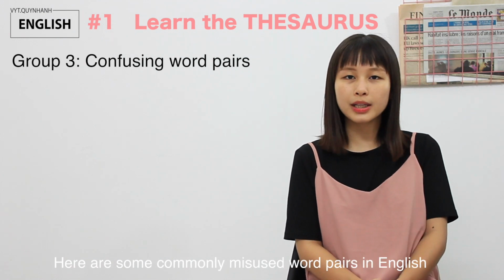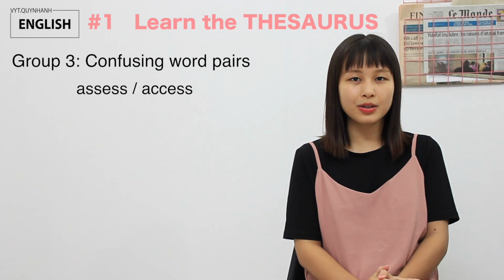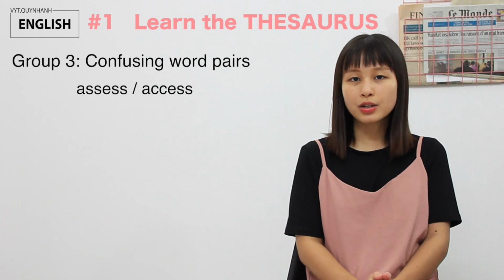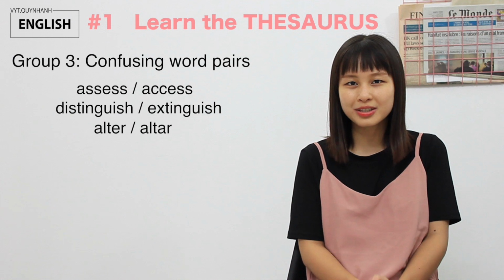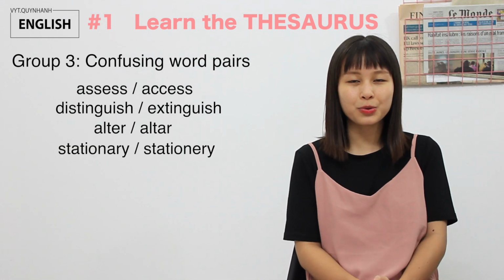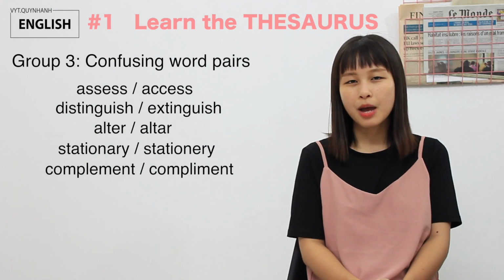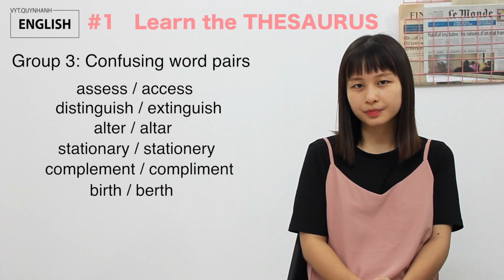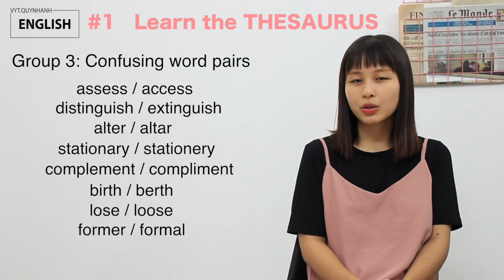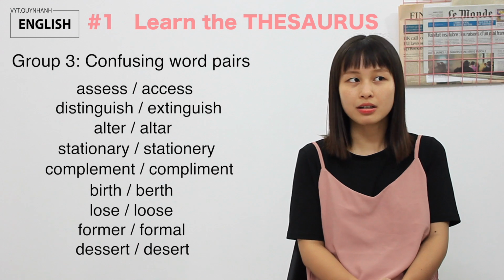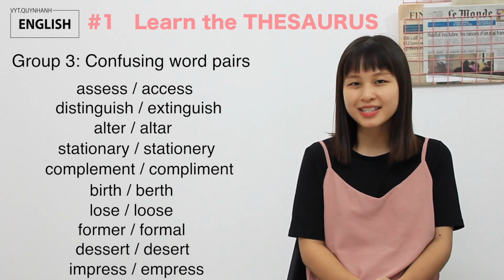Here are some commonly misused word pairs in English, I can tell you. Access or excess, distinguish or extinguish, alter or altar, stationary or stationery, complement or compliment, birth or berth, loose or lose, former or formal, desert and dessert, impress or empress.